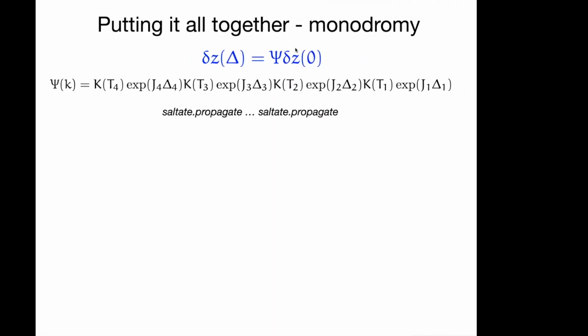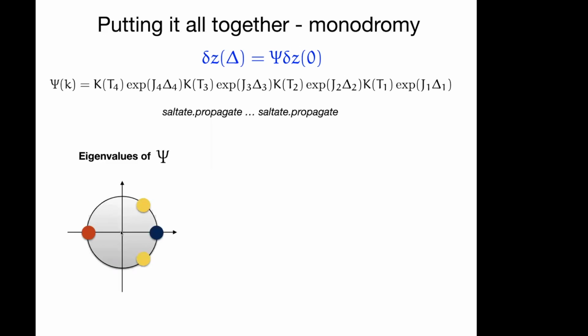What can we do with it? Well, it means I can consider some initial perturbation, propagate it around the orbit, and ask do the perturbations after one period get bigger or smaller. So the idea is you propagate with a matrix exponential, you saltate. That's one piece of the orbit. There's 4 of these, propagate, saltate, you do 4 times, and then you're interested in eigenvalues of this thing.